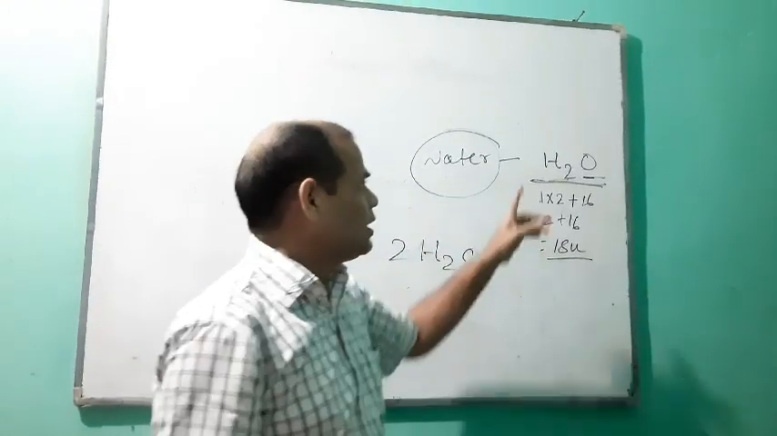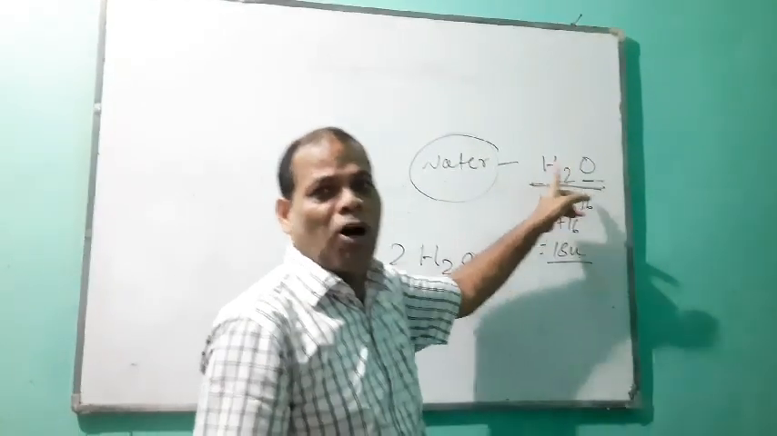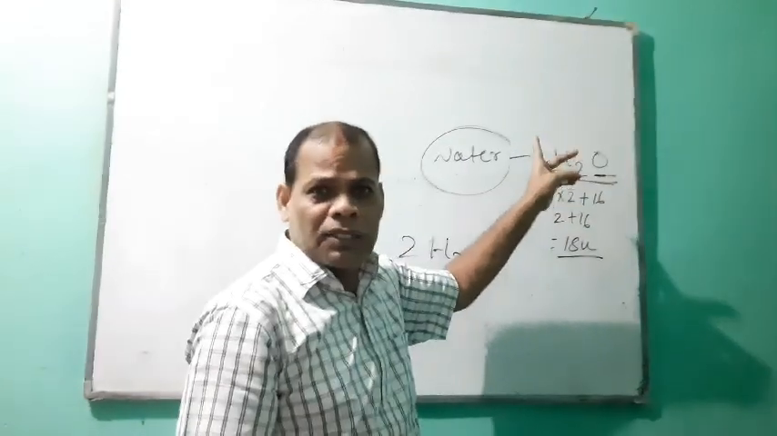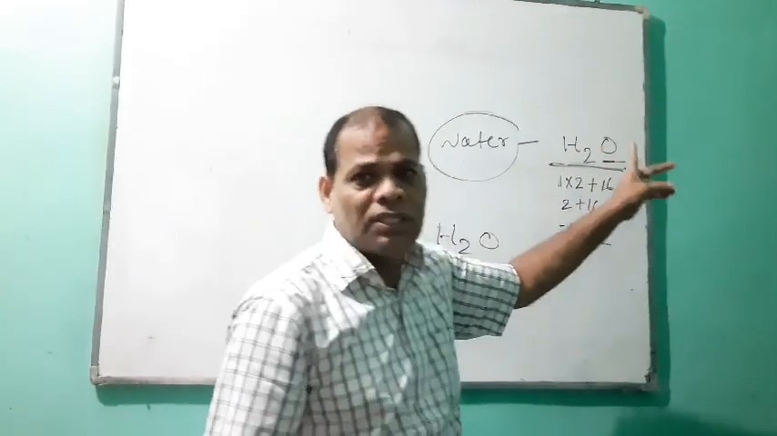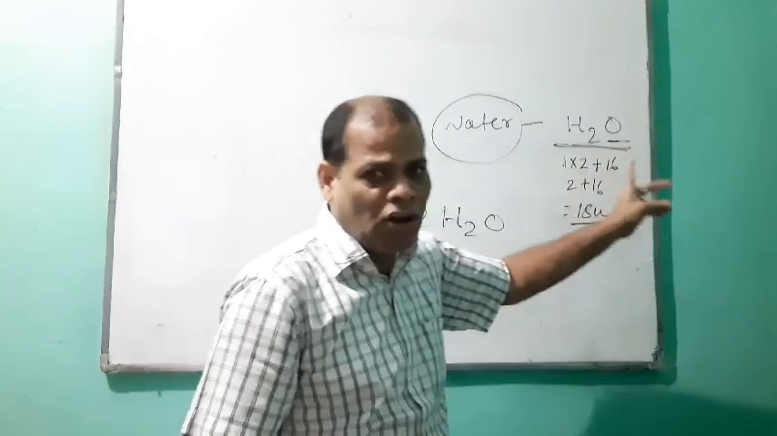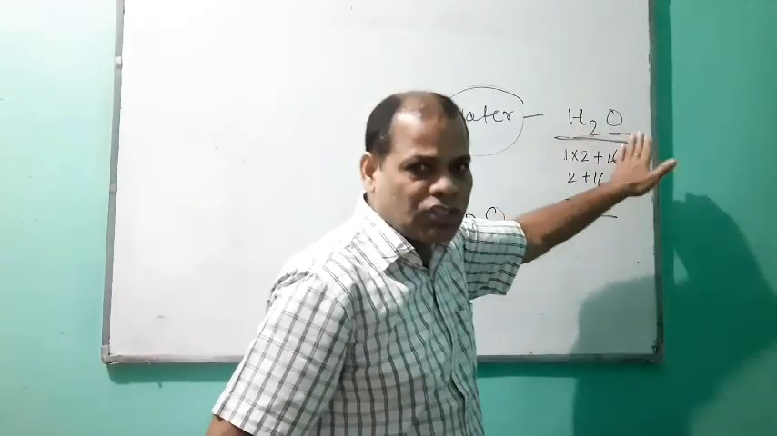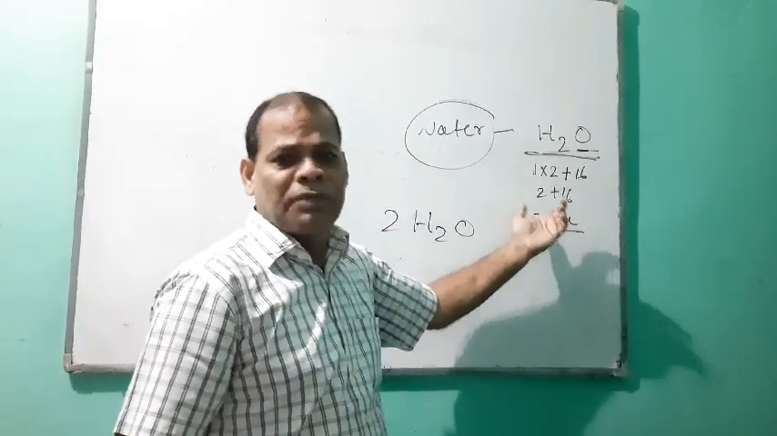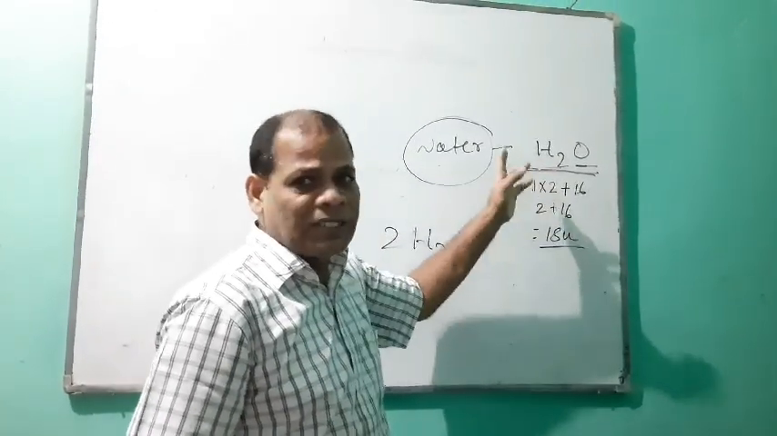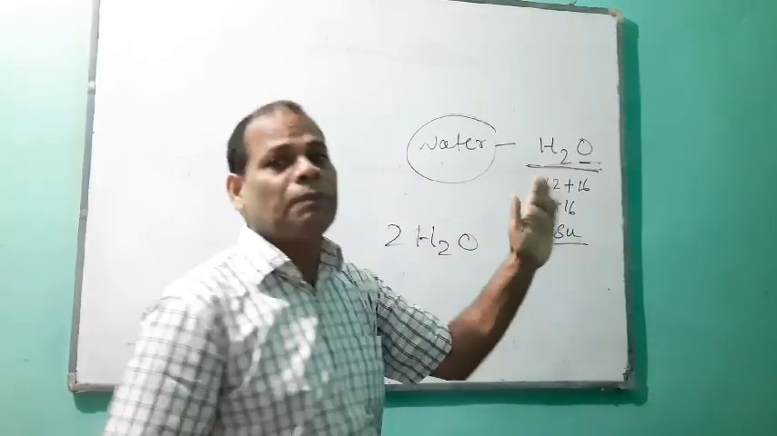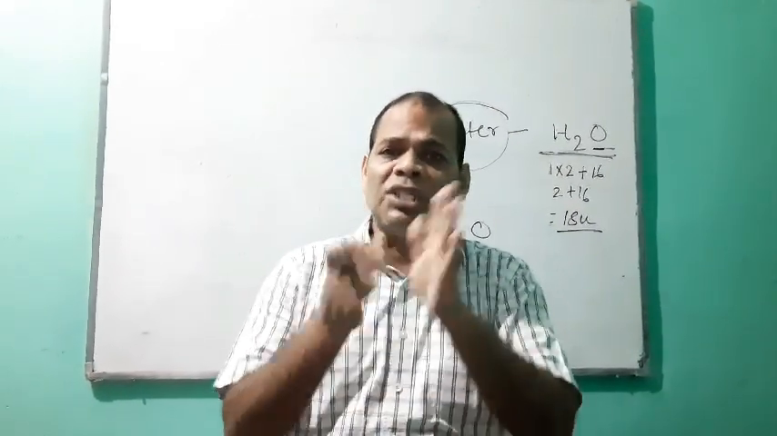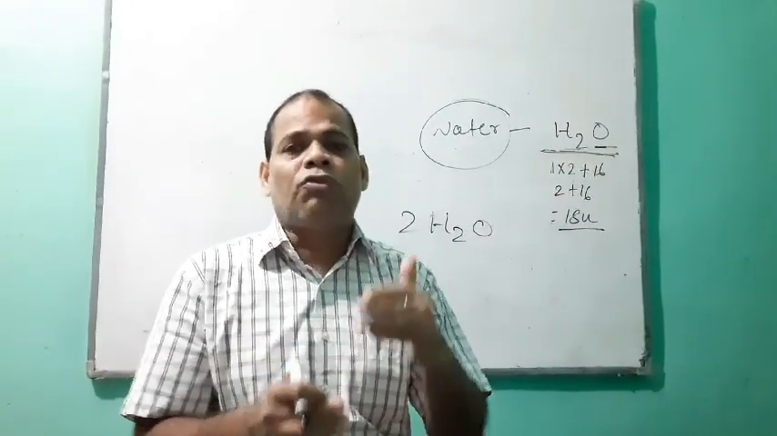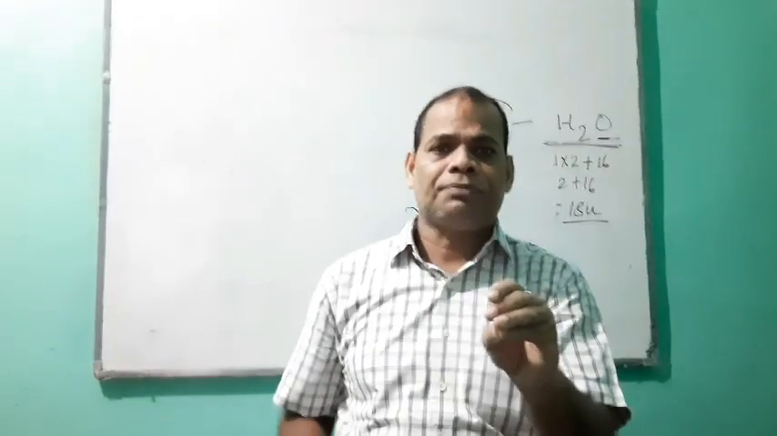So once again, it represents the name of the substance, a definite number of molecules, the composition of the compound like hydrogen and oxygen, the definite mass of a compound, and a definite number of moles. So these are the significances of a chemical formula. That's why we write the chemical formula.